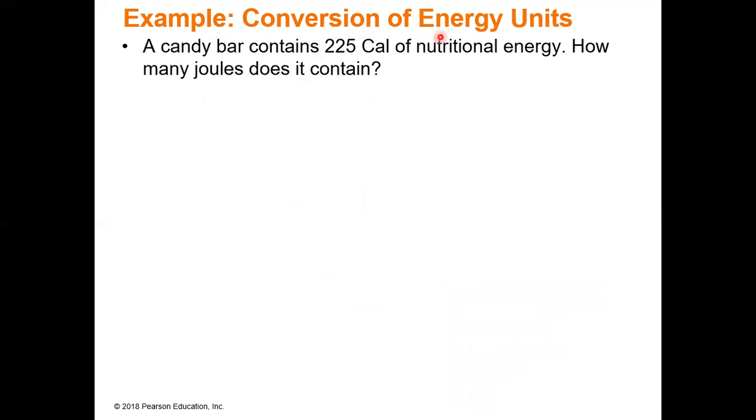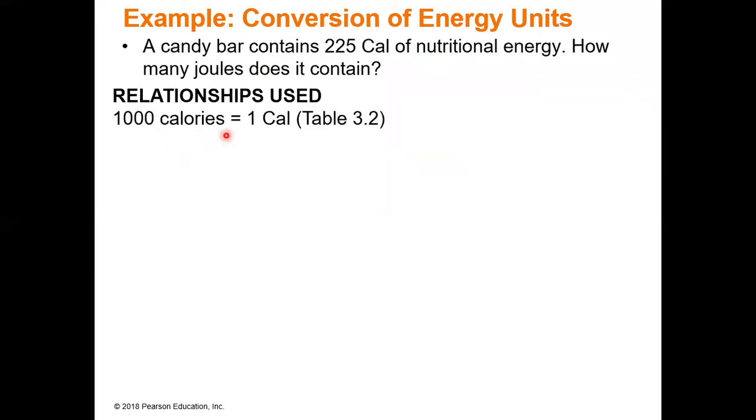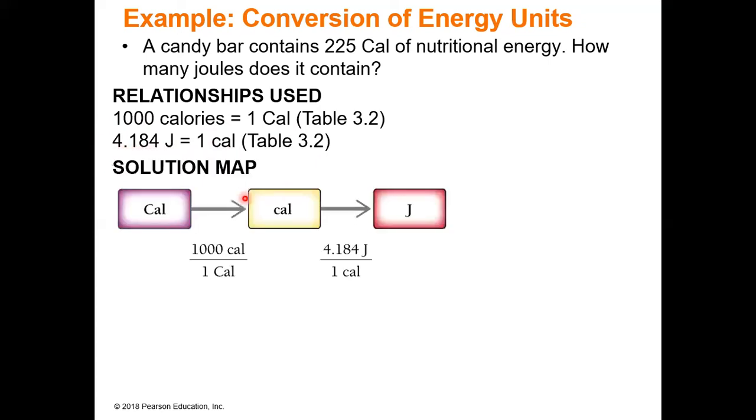Example, conversion of energy units. A candy bar contains 225 capital C Calories of nutrition energy. How many joules does it contain? Relationships used will be 1 Calorie, or 1,000 small calories, equals 1 capital Calorie, and 1 small calorie is 4.184 joules. So we will have this solution map. We'll start with the capital Calorie. From that, we calculate how many small calories. From the small calories, we calculate how many joules.